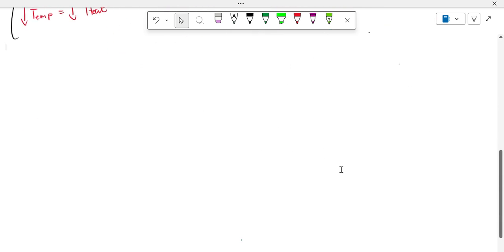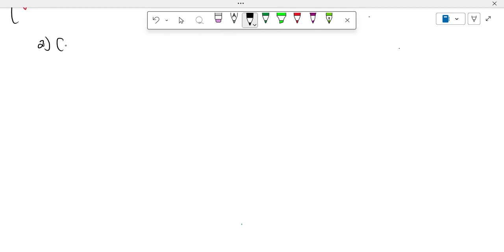So number two, we then look at concentration.